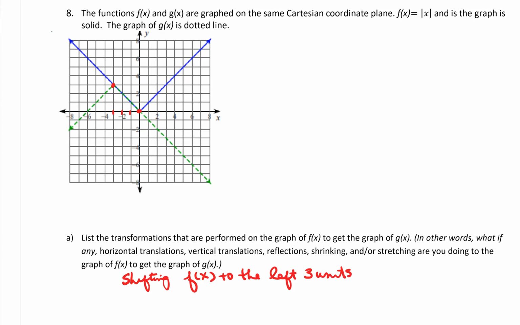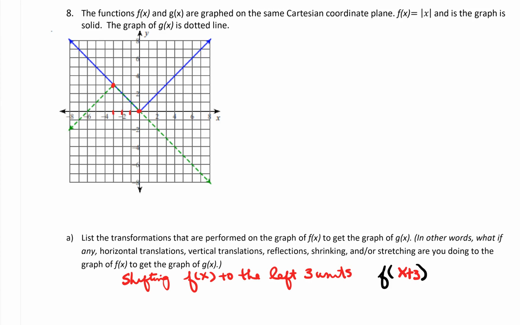Well, if I was looking at my f of x function and I was shifting it to the left 3 units, it's going to be inside of the absolute values, or inside the parentheses of f of, and it was the opposite. So this is going to be an x plus 3 in here. Okay, so that's our horizontal shift.